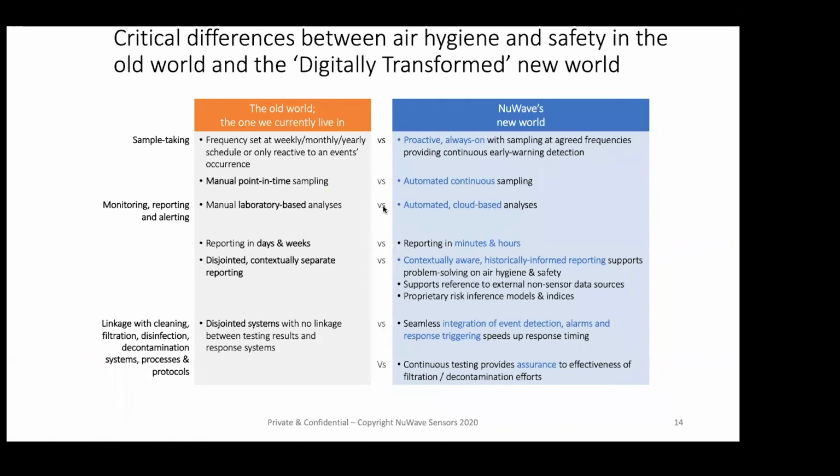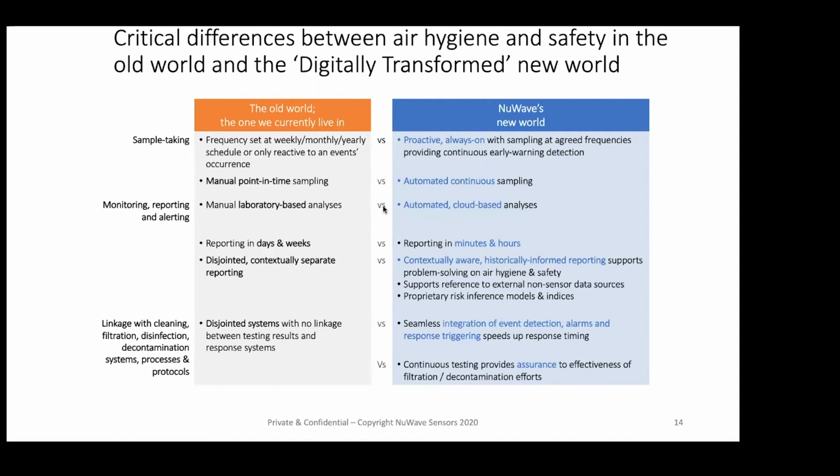So if I was to say the old world versus what I call the new world, but it's really the digitally transformed new world, okay? And just in the context of airborne contaminants and dealing with it. So sample taking, frequency set at weekly, monthly, yearly, or not at all in most cases. And it's manual, one point in time sampling. You walk along with your agar dish and you get a result. You compare that to something that's always on, it's proactive, it's automated, and it provides cloud-based analysis so you can get the right information in the right place.